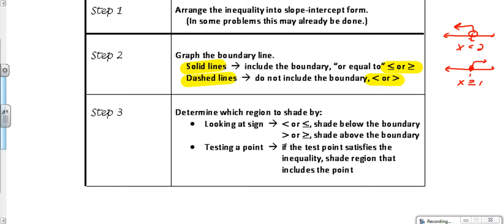There's a couple of ways that we can shade. You can use a testing point or just look at the sign. I tend to do this in my instruction, otherwise you could use testing a point. But I can refer to that later if you'd like, and just come and let me know.